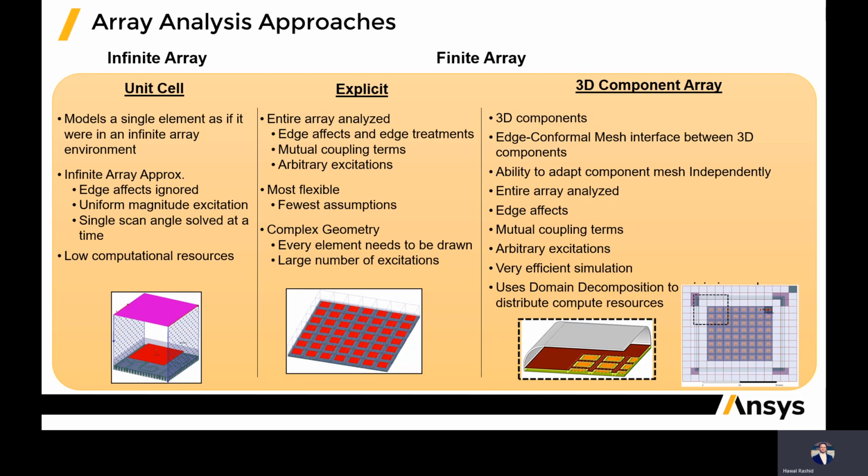Using these components, we are constructing the entire array, and we are making a global mesh, so the entire array is analyzed. It means that we have all the edge effects and edge treatments included. We have mutual coupling. We have arbitrary excitations, exactly like the explicit approach, but this is a very efficient way of doing that simulation. And this also uses the domain decomposition method to distribute compute resources.